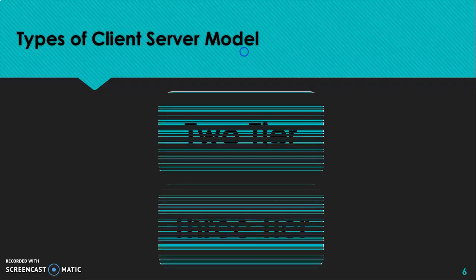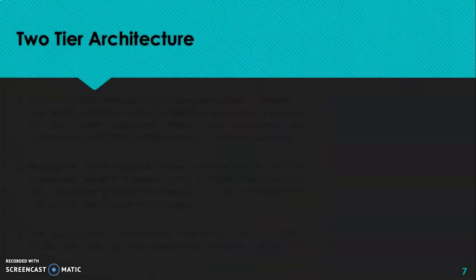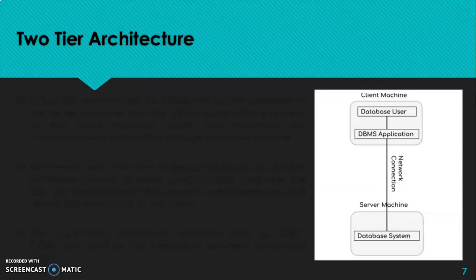Now there are types of client server model. One is two tier, one is three tier. So we will look at both the models of client server. The two tier architecture, you can see in the diagram. In two tier architecture we have a server machine where we have a database management system, and then we have a client machine where we have a database user and a database application. There is a common network connection between the client machine and the server machine.